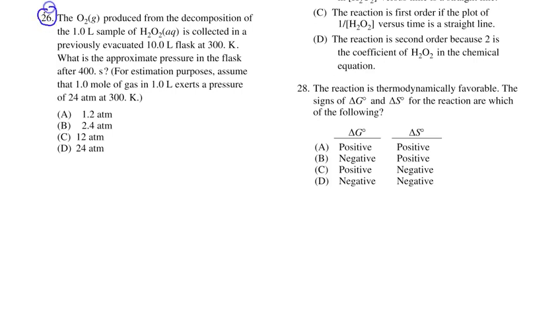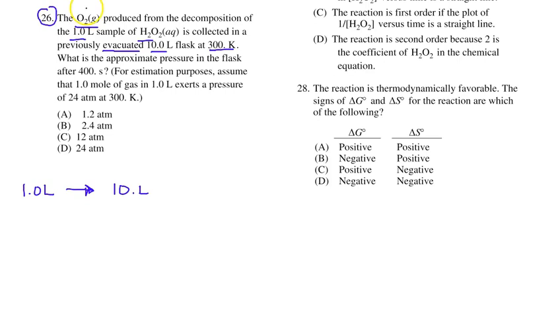Okay. The O2 produced from the decomposition of a 1 liter sample of H2O2 is collected in a previously evacuated, love to say that, don't they, 10 liter flask at 300 Kelvin. So they produced some oxygen in the reaction. They had a liter sample of the H2O2, and they collected it in a 10 liter flask. So we're going from a 1.0 liter container to a 10 liter container. That's important in this problem. The volume is increasing 10 times.